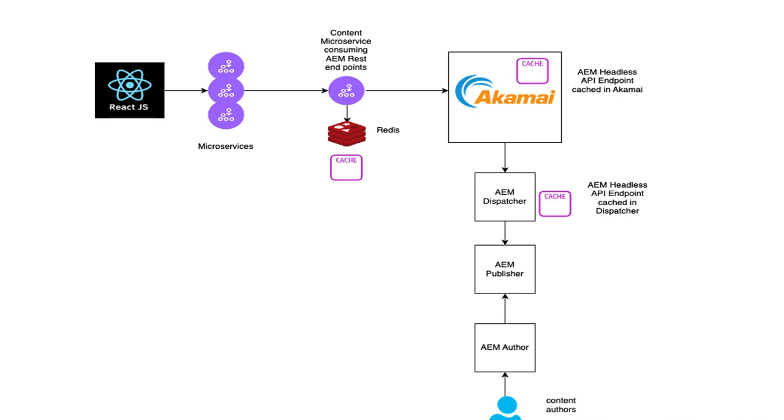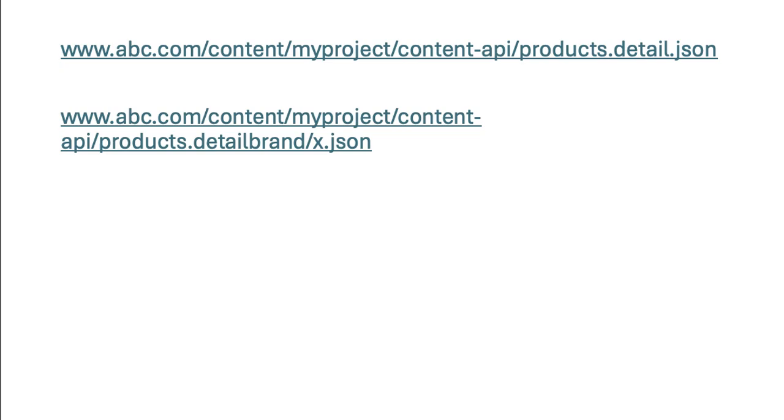But before going there, I would like to give you an example of a few endpoints that can be used. For example, if we have to list down the products configured in, let's say, my project, then I can have an endpoint something like this, which will list all the products in the format of JSON. In this case, the servlet will pick the selector detail and output the JSON as per the requirement or the contract defined in the API.